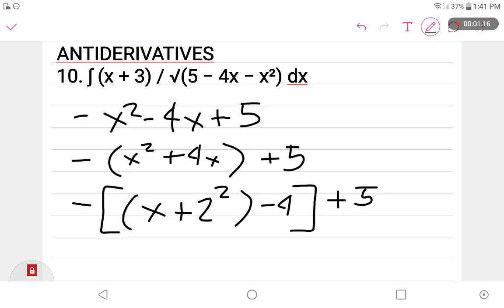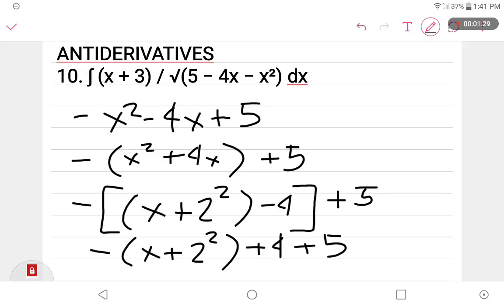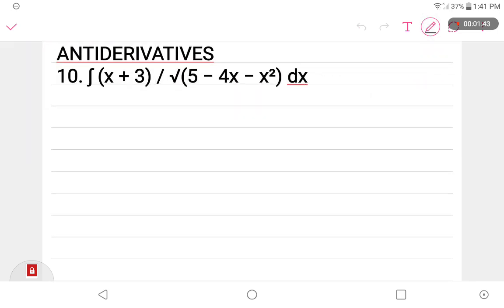We can distribute that negative sign. So this will become negative (x + 2)², then this will become plus 4 and then plus 5. After distributing the negative sign, we can simplify this by combining our constants. So the inside of our root simplifies to 9 minus (x + 2)².